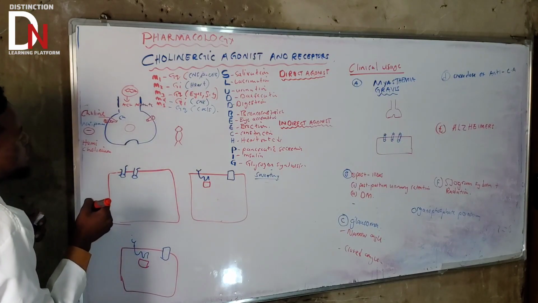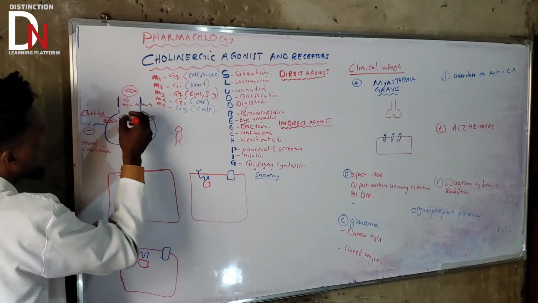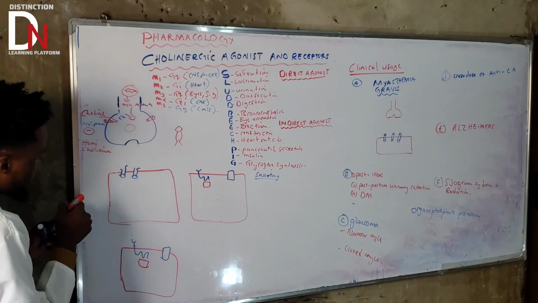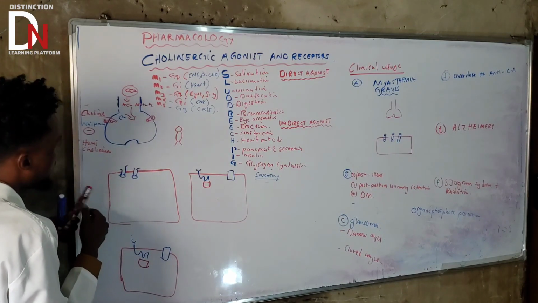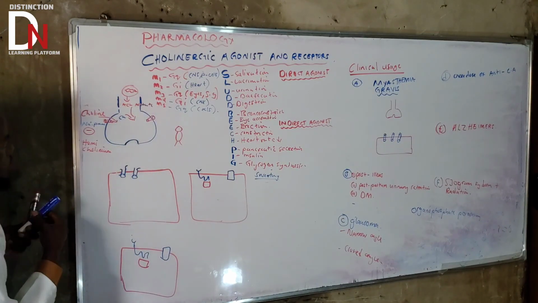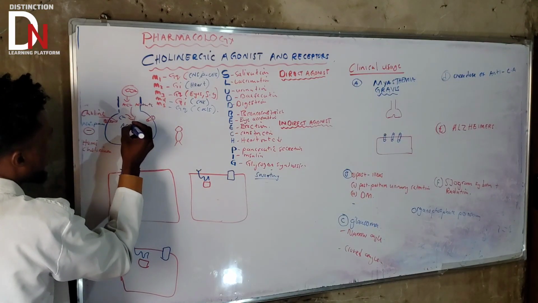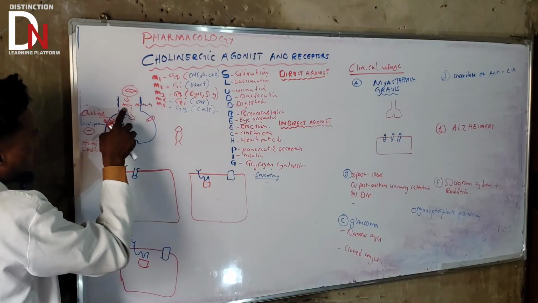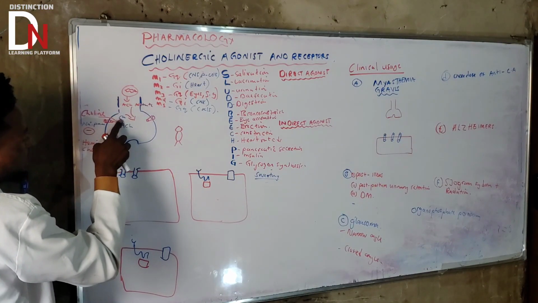So acetylacetate. This acetylacetate is going to combine with what? A choline, to produce something which we call acetylcholine. Acetylcholine, I will use ACh. So if you combine acetylacetate and the choline that is coming from the diet, then you're going to have acetylcholine.